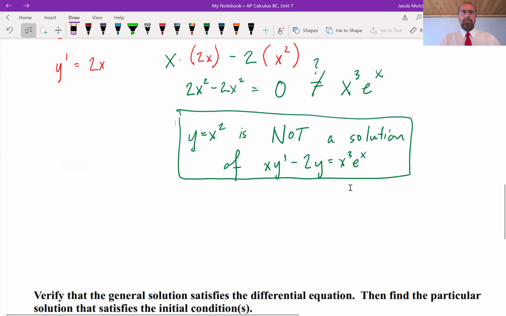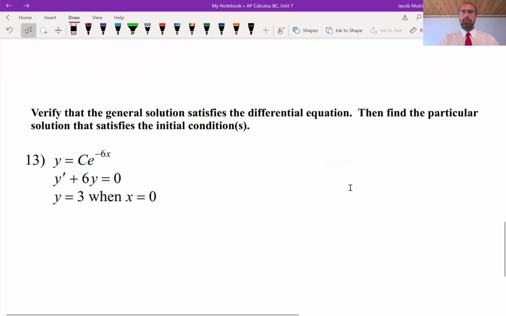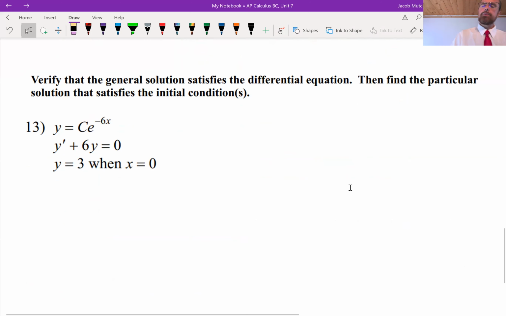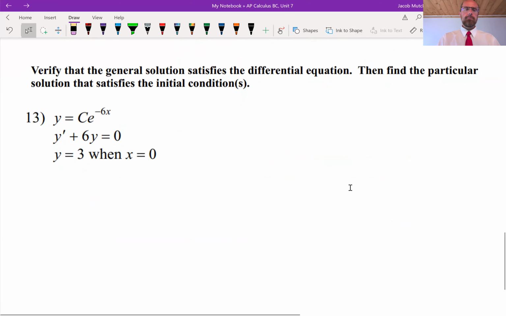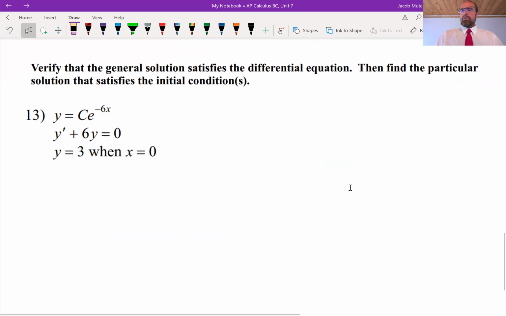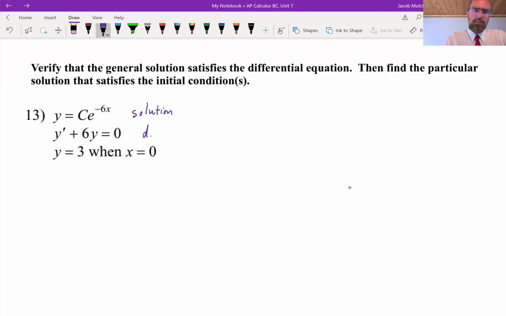Our last example involves a general solution and then asks us to take it a little further and find the particular solution that satisfies the initial condition. So we start as we have done with our first 3 examples. I see that I've got a proposed solution, y equals c e to the power of negative 6x. I have my differential equation, y prime plus 6y equals 0. So I just want to verify, first of all, is that a valid solution to the differential equation?